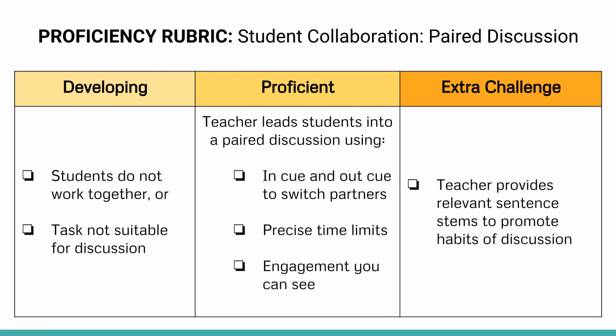Let's look at the proficiency rubric one more time to see what the look-fors are for this module. To receive proficient status, you will need to lead students into a paired discussion using an in and out cue to switch partners. You'll need to have precise time limits, and you should be able to see students' engagement. For that extra challenge, provide sentence stems that are relevant and promote habits of discussion.